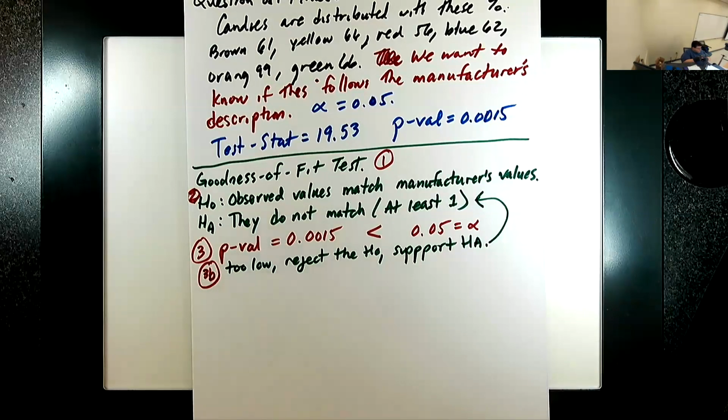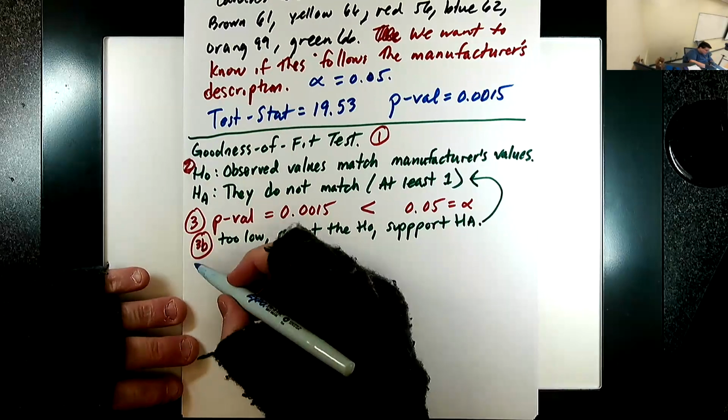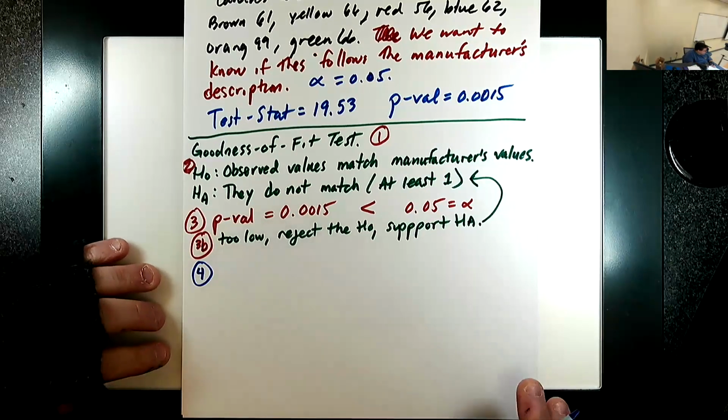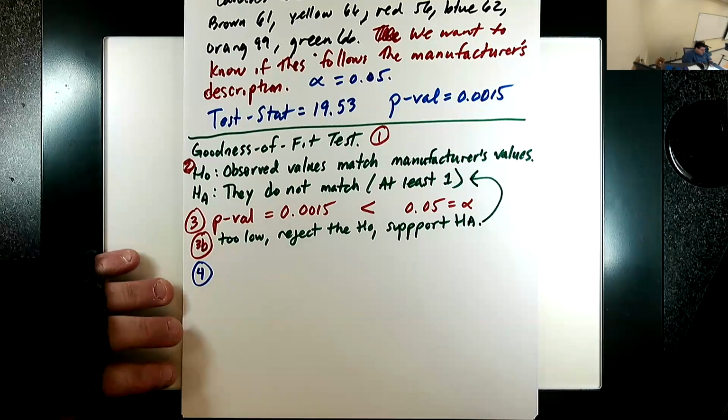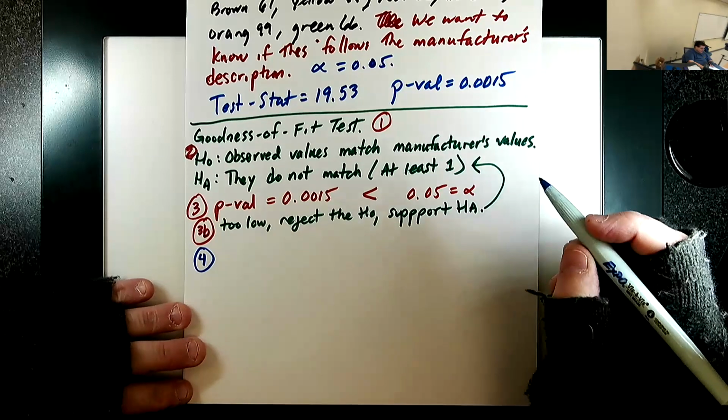You really, really want to do this because if step 3 and step 4 don't match, I don't know where you got it wrong. I don't know what you didn't understand, but that's like the entire heart of the hypothesis test. Step 4 is our conclusion statement.